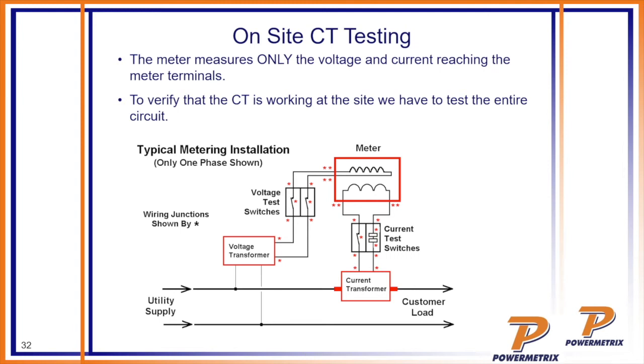Like I mentioned with the ratio test, you're actually verifying that everything coming out of the primary, all the way through all that wire to the meter, is coming back in the right ratio. That's what we're doing when we're doing a ratio test.